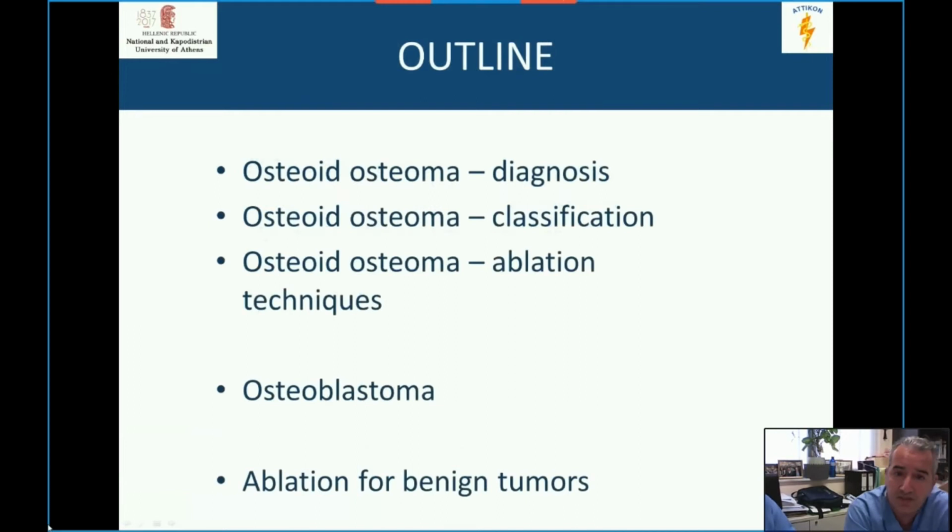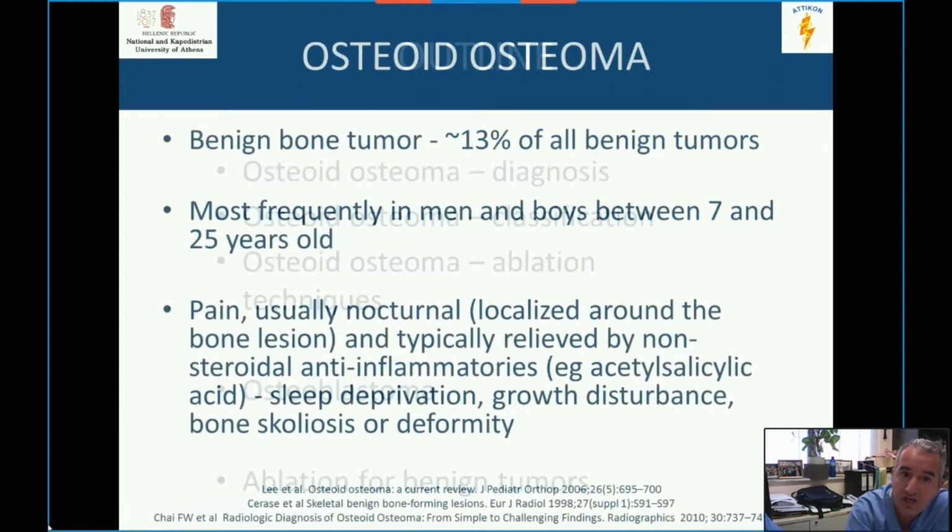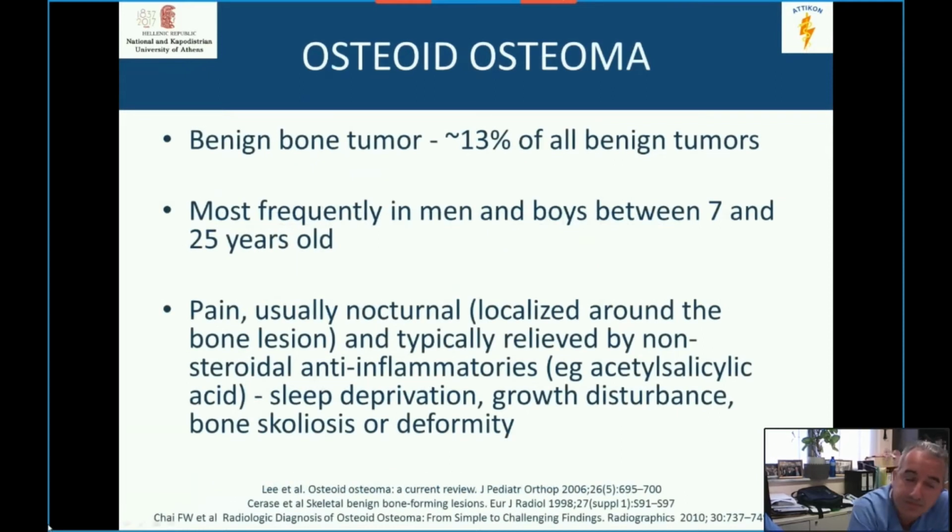And for the next few minutes, we will try and change gears, moving from malignant to benign bone tumors. We will focus upon osteoid osteoma, and we'll speak a bit at the end of the presentation about osteoblastoma and percutaneous ablation of other benign tumors in the musculoskeletal system.